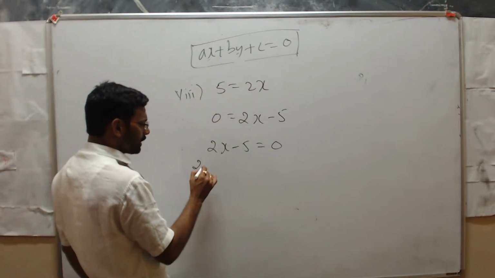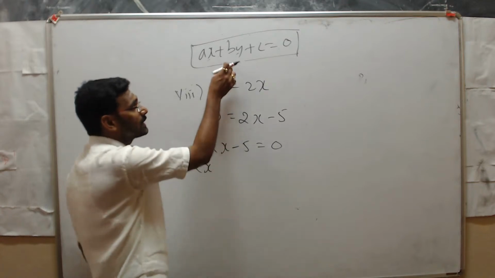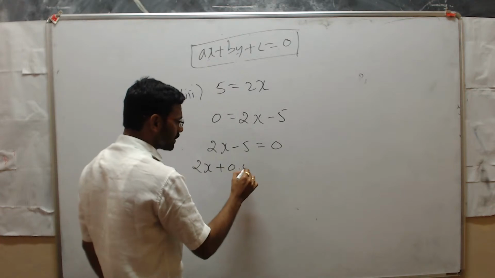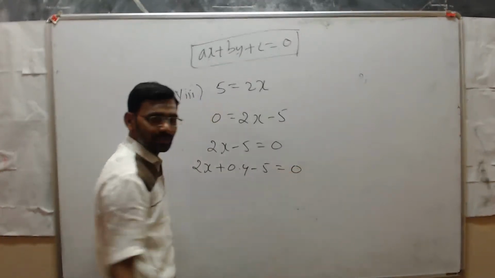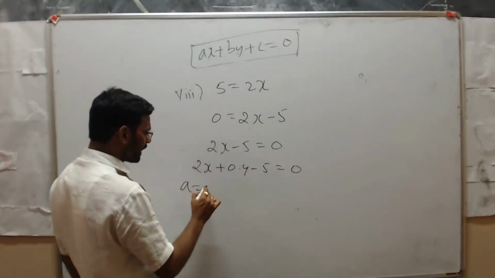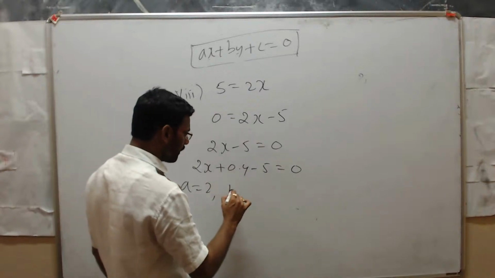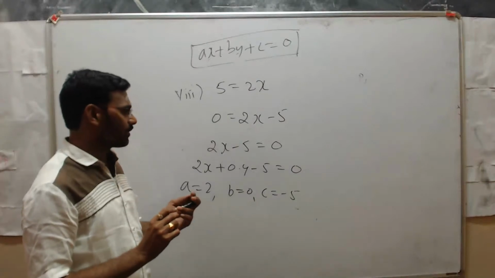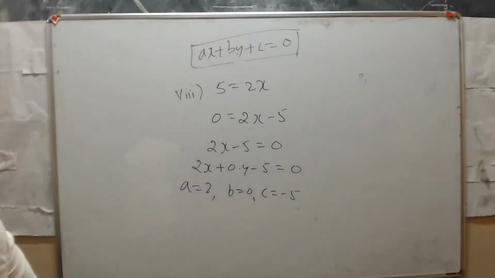Now it is not in the form of this form, so we should convert it. There is no y term, which means 2x plus 0y minus 5 is equal to 0. What is the value of a? A value is 2, b value is 0, c value is minus 5.